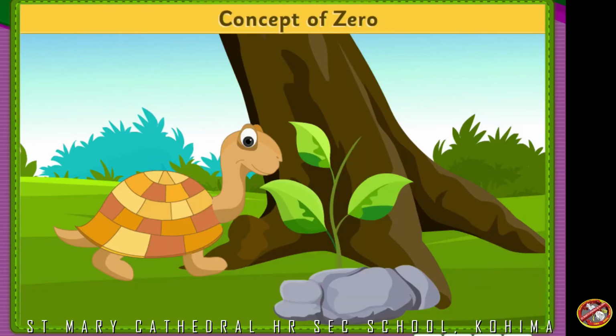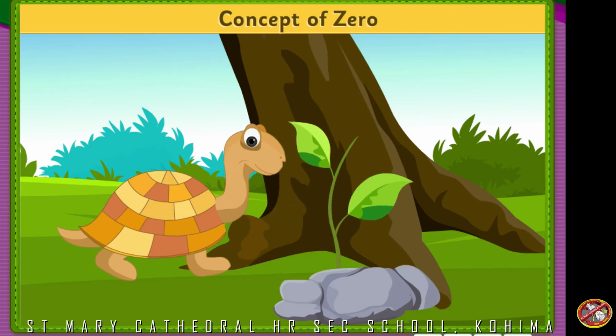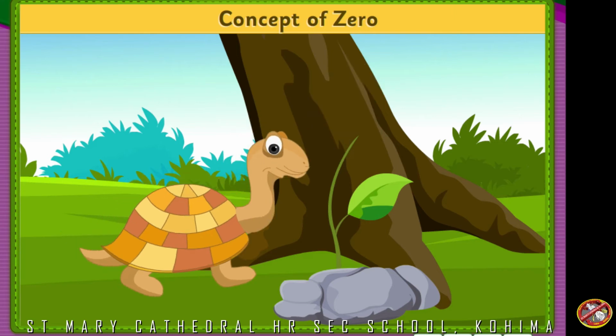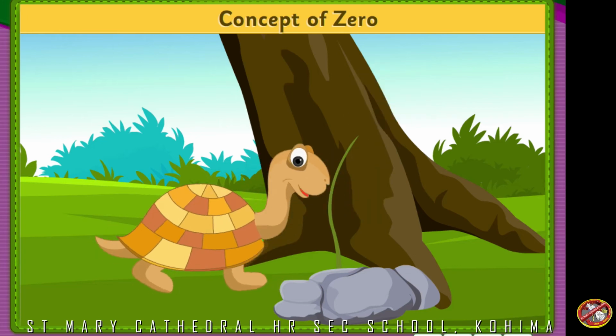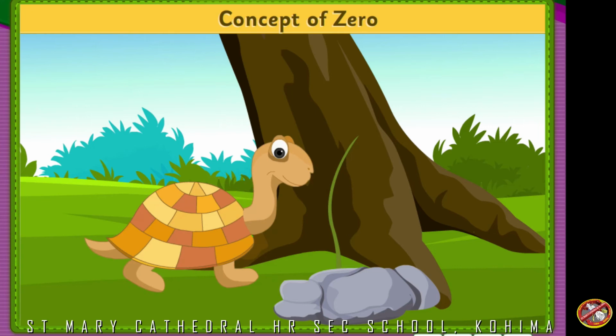Concept of zero. There are 3 leaves in all. The turtle starts eating them. He eats 1 leaf, leaving the other 2 leaves. How many leaves are left? 2 leaves. He eats the second leaf, leaving only 1 leaf. How many leaves are left? Only 1 leaf. Then he eats the third leaf. No more leaves are left to eat. 0 leaf is left over.